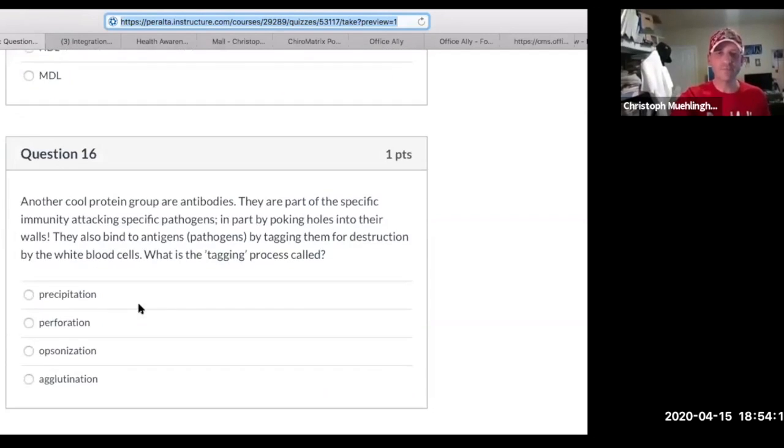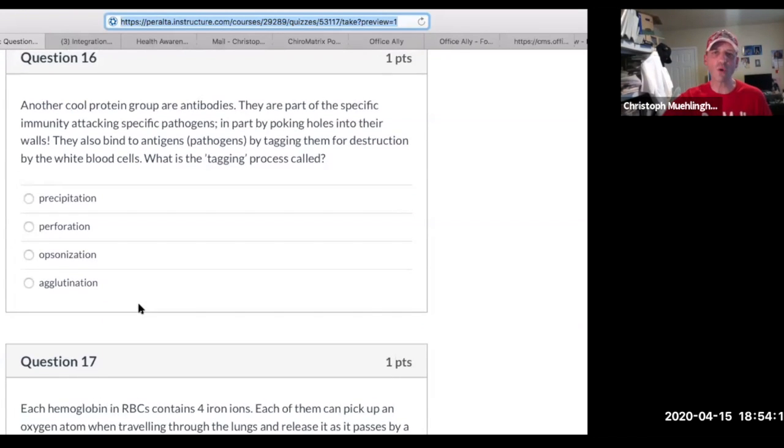There we go. 16. Another cool protein group are antibodies. They are part of the specific immunity attacking specific pathogens, in part by poking holes into their walls. They also bind to antigens by tagging them for destruction by the white blood cells. What is the tagging process called?